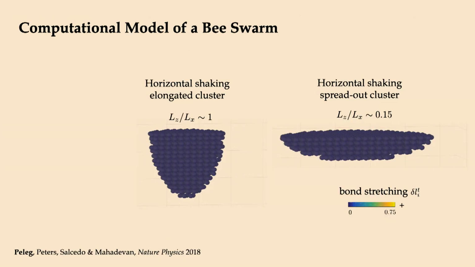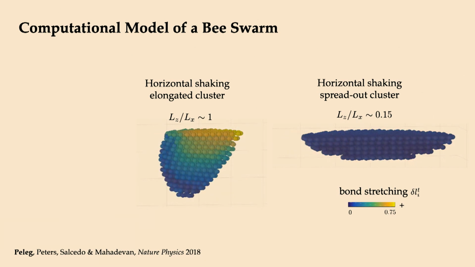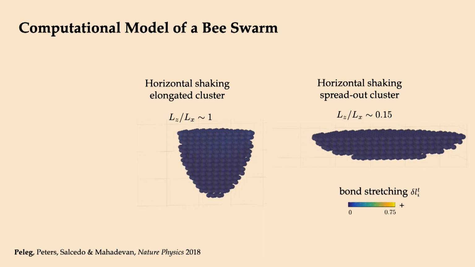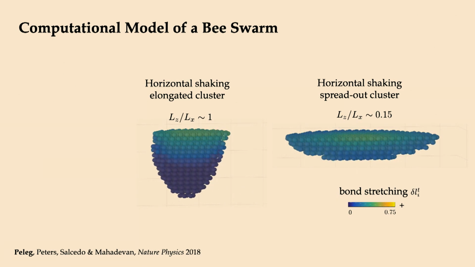So here is the simulation. This is a three-dimensional swarm cut in the center. We can compare what happens for an elongated swarm versus a more spread out swarm. And of course, as you might expect, spreading out is effectively lowering the deformation that these bees over here are experiencing. It's the same principle as if you're standing on shaky ground, people tend to crunch down. So I think this is the same kind of effect that we're seeing here.